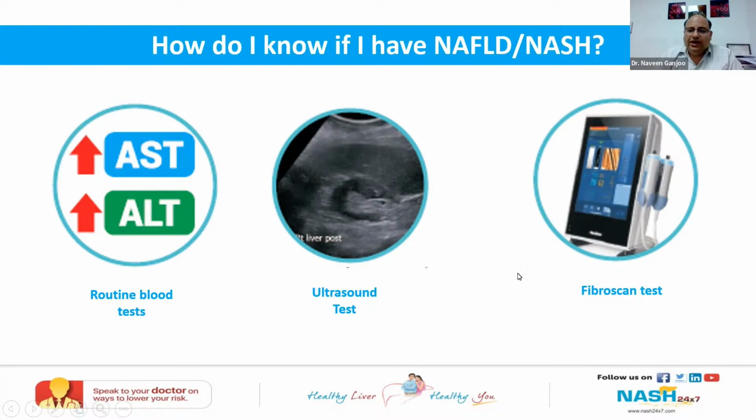This is also a test which is done like an ultrasound. It's an easier test to do, not available everywhere, but now of course it is available in most of the cities, and it tells you how hard your liver is. If the scarring in the liver is increasing and the liver is becoming hard, normally the liver is very soft. If it is becoming hard, that means there is a lot of scar tissue coming into the liver. It comes in kilopascals, and it also tells how much fat is in the liver.